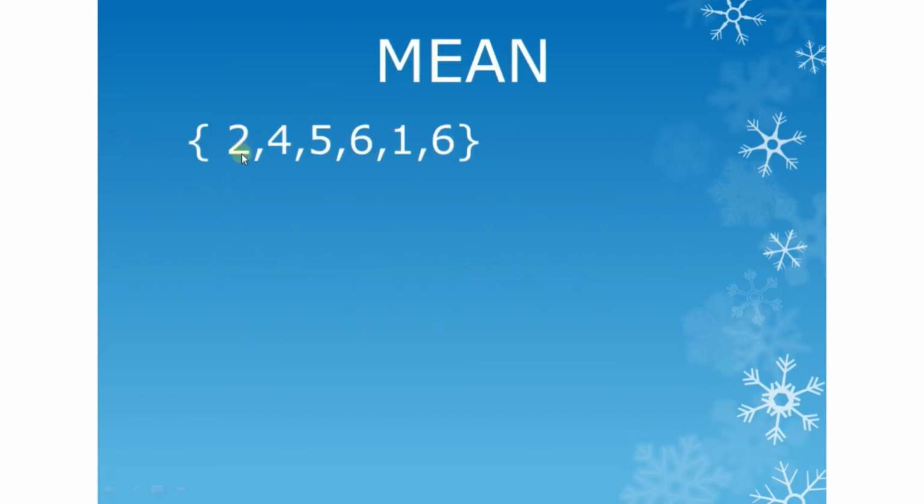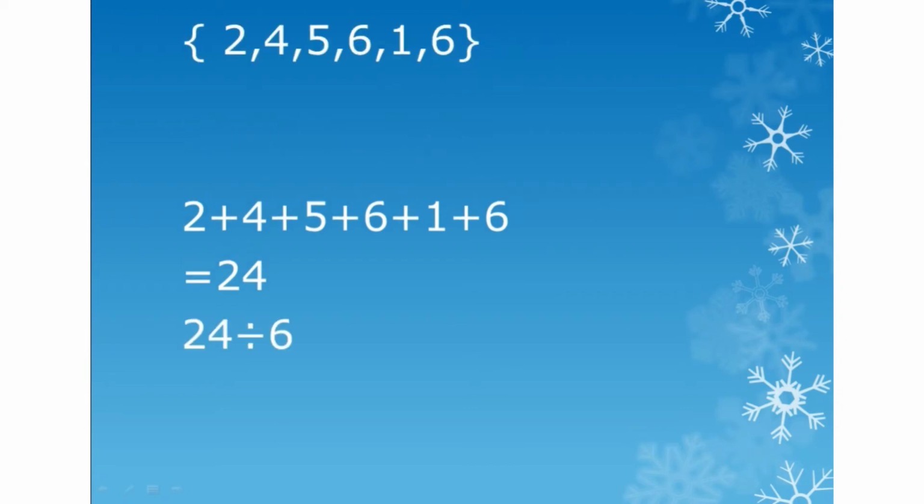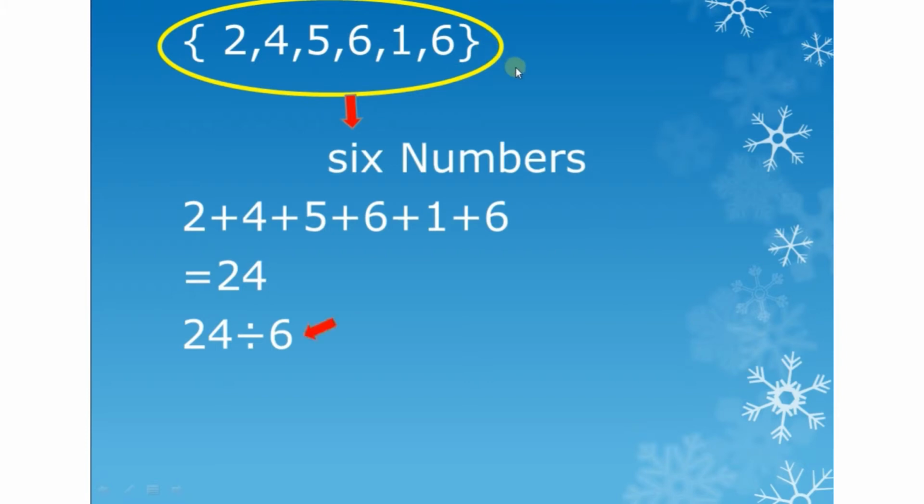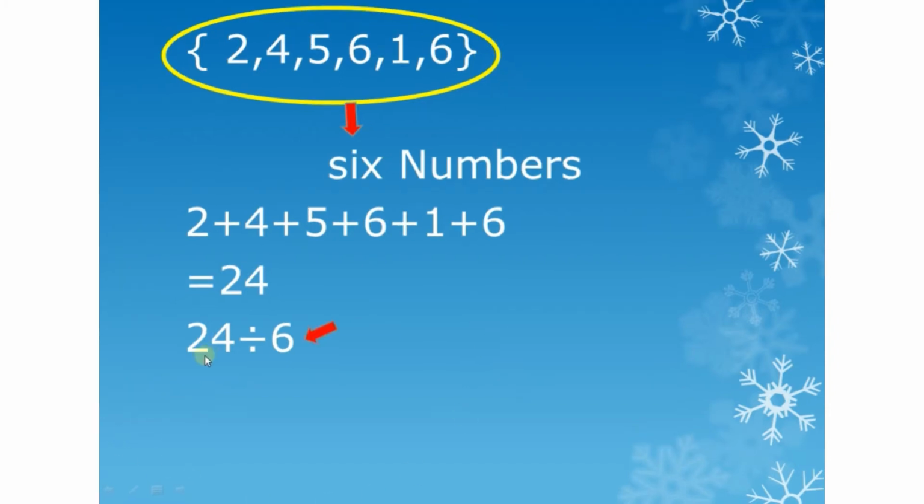So you have the data set of 2, 4, 5, 6, 1, and 6. To find the mean, you have to add 2 plus 4 plus 5 plus 6 plus 1 plus 6. When you add those numbers, you should get 24. That 24 is divided by 6. How did we get 6? 6 is the amount of numbers in the data set. So 24 divided by 6 is equal to 4.